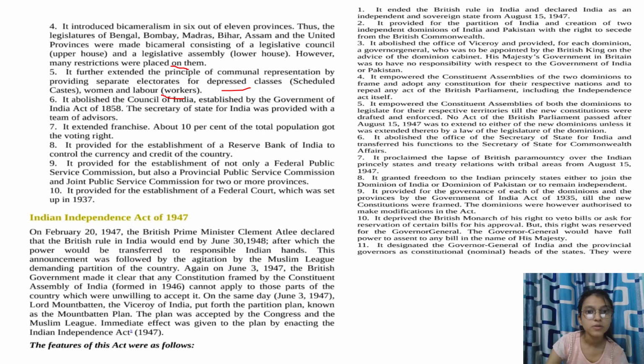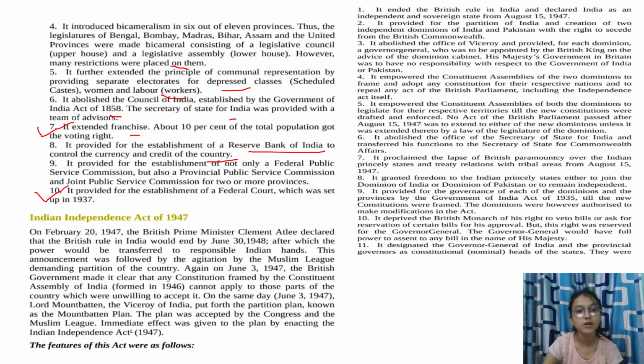It abolished the Council of India established by the Government of India Act of 1858. The Secretary of State for India was provided with a team of advisors. The franchise was extended, and about 10% of the total population got voting rights, so the right to vote came into force. It provided for the establishment of a Reserve Bank of India to control the currency and credit of the country. So the idea of having a Reserve Bank of India is also from the Government of India Act 1935. It provided for the establishment of not only a Federal Public Service Commission but also a Provincial Public Service Commission and a Joint Public Service Commission for two or more provinces. So this is the civil service examination you're talking about. It provided for the establishment of a Federal Court, which was set up in 1937.